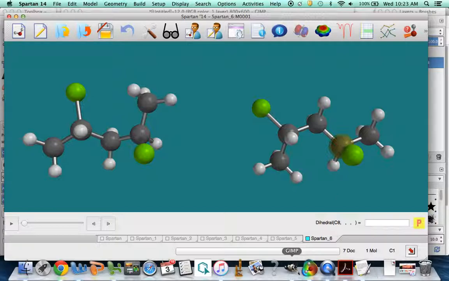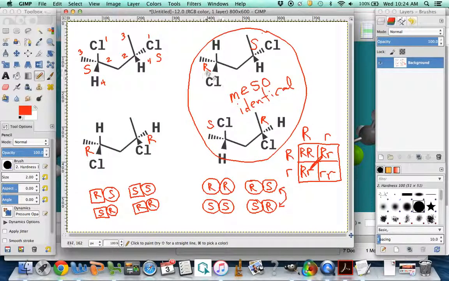And again, that always occurs when you have a degree of symmetry in the molecule, and the RS then is identical to the SR.